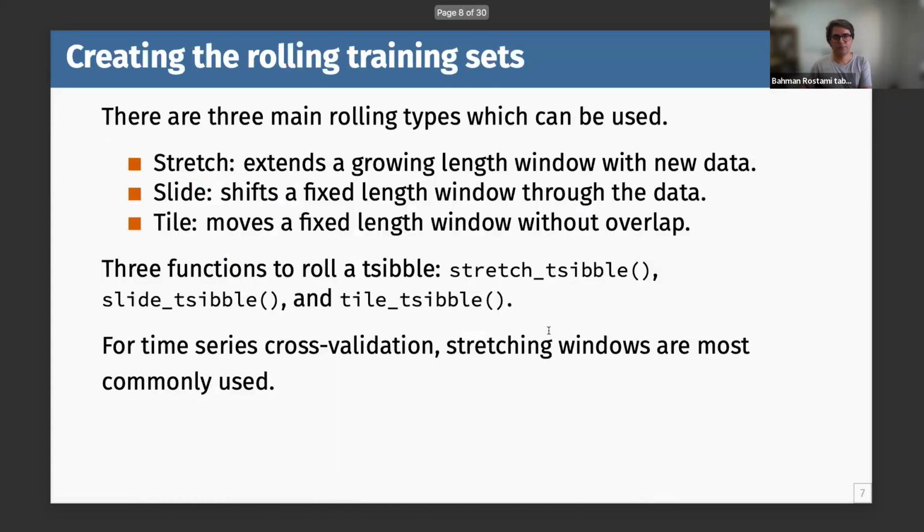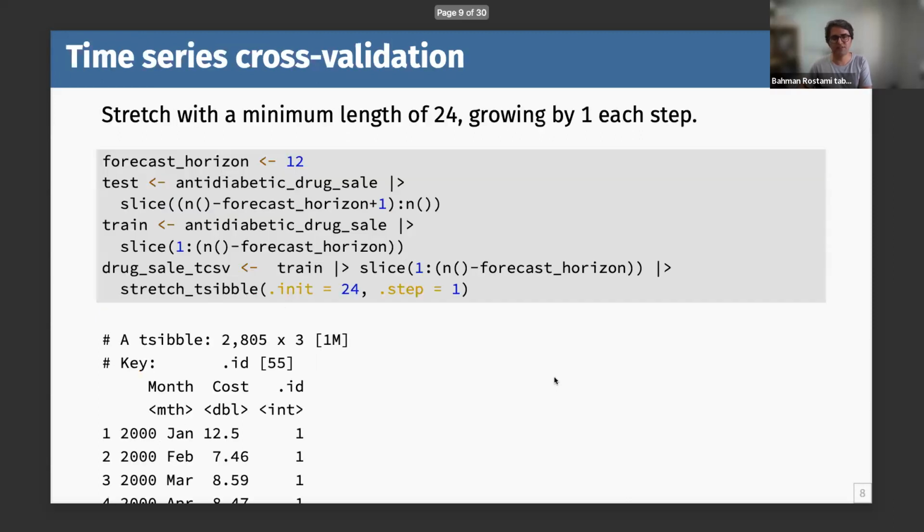Okay, so there are three main functions that we need to remember for creating those rolling windows: stretch_tsibble, slide_tsibble, and tile_tsibble. We use stretch_tsibble today. In the apply exercise, you also need to use slide_tsibble. These are two functions that you need to remember, and how we use them to create time series cross-validations.